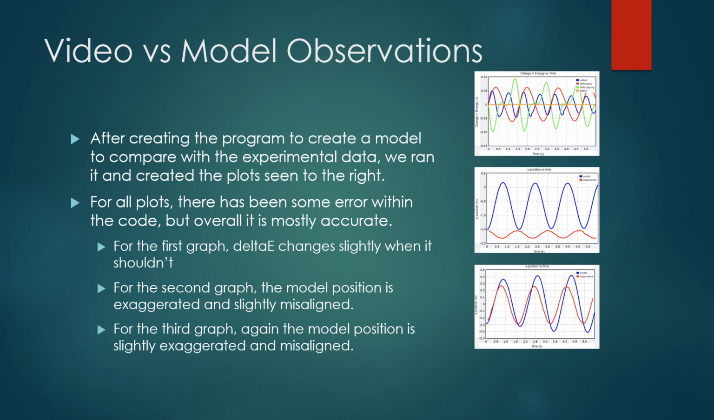For all the plots, there has been some error within the code, but overall it is mostly accurate. For the first graph, delta E oscillates slightly when it shouldn't. For the second graph, the model position is exaggerated and slightly misaligned. And then for the third graph, again, the model is slightly exaggerated, this time only slightly misaligned.